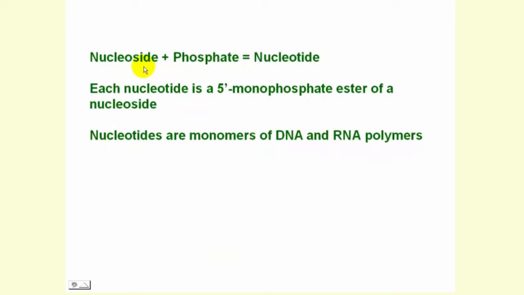So a nucleoside plus a phosphate, of course, equals a nucleotide. Each nucleotide is what we call a 5' monophosphate ester of a nucleoside. Nucleotides are monomers of DNA and RNA polymers. So you can think of RNA and DNA as being biopolymers that are made up of nucleotides.